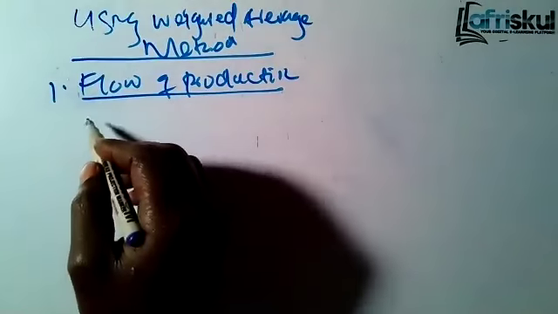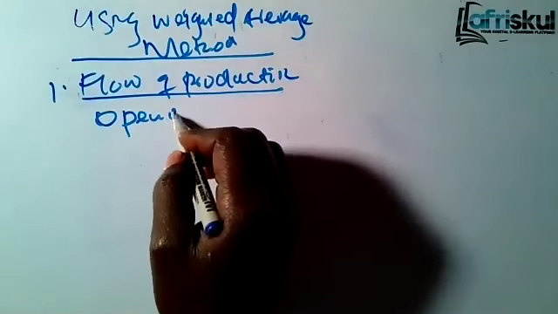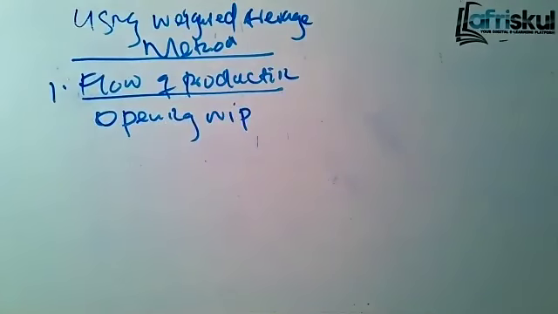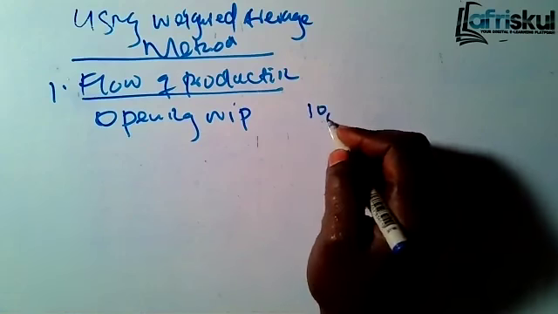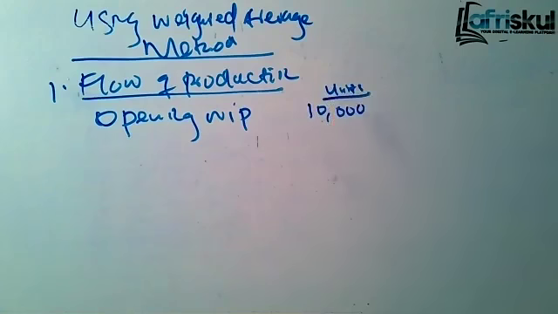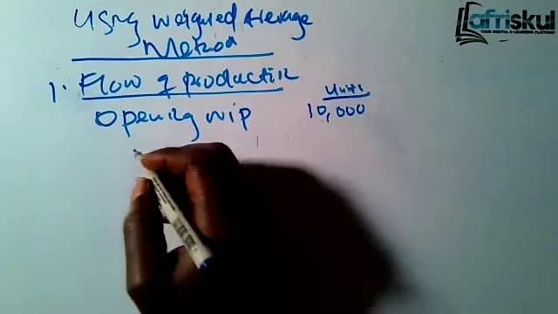So flow of production, we said you take the opening WIP units. They're supposed to be units. So when you check the question, the opening WIP units is 10,000 units. These are units, not value. So make sure you write the correct things. So this is 10,000 units. So you add input material units. Input material units started in the month. So they started with 40,000.